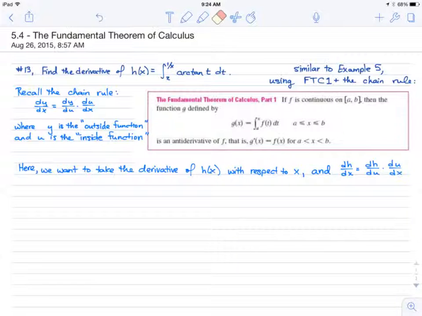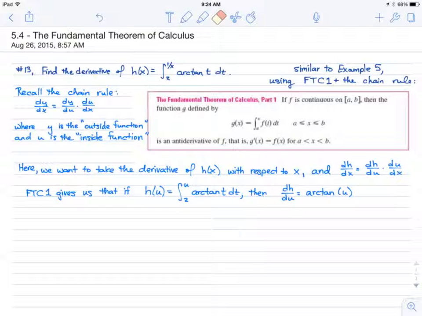So what does that mean in the context of our problem? We want to take the derivative of h of x in our problem with respect to its variable, which is x. So the chain rule of that would be dh dx equals dh du times du dx. That's just rewriting the chain rule in terms of the variables given to us in our problem.